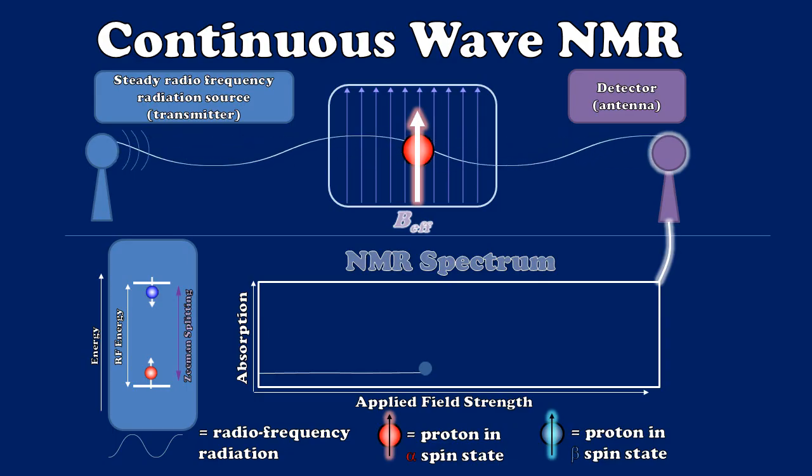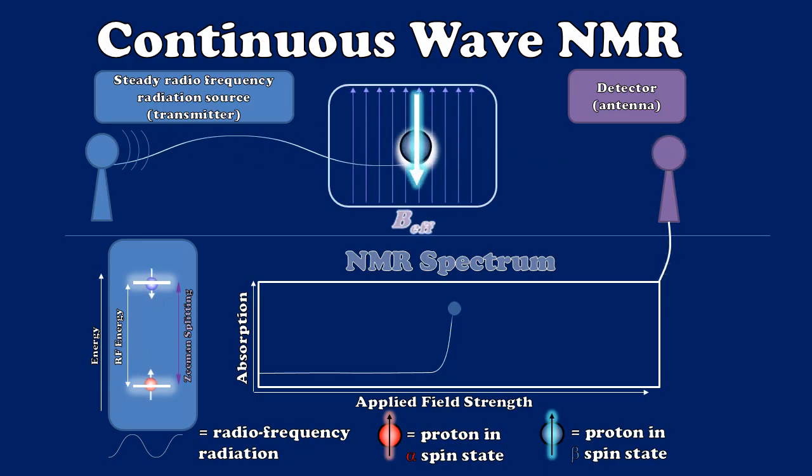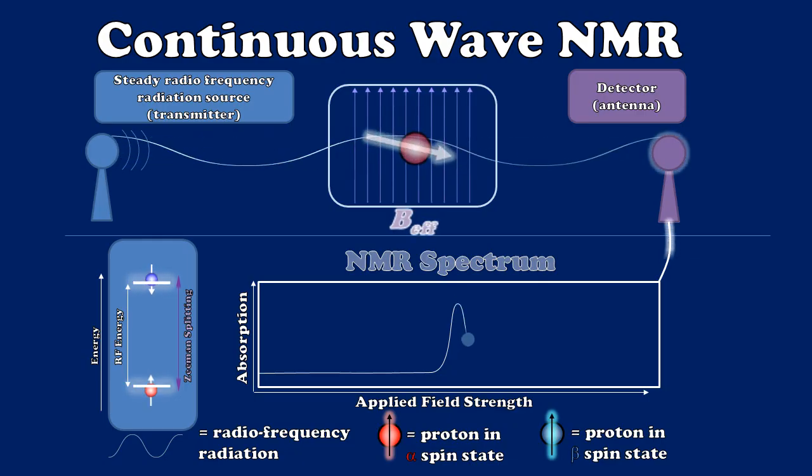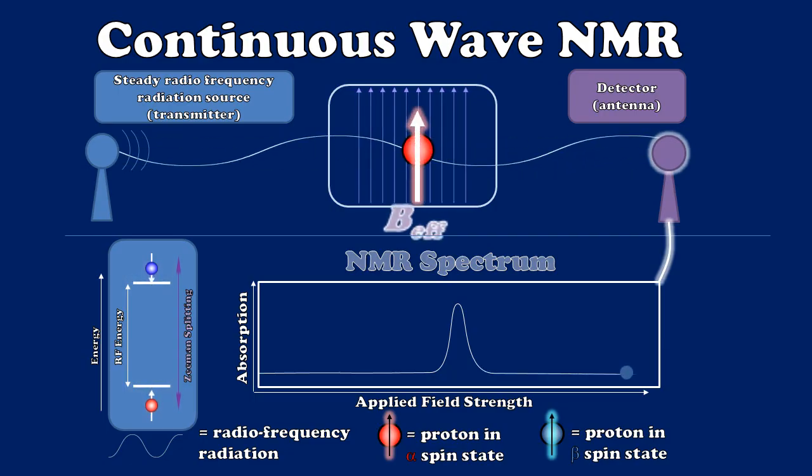But when the field is such that Zeeman splitting is exactly equal to the energy carried by the radio wave, a transition occurs, and the radio wave is absorbed as those nuclei flip from the lower energy alpha spin state to the higher energy beta spin state. And this registers as an absorption. As I continue to increase the strength of the field, I go beyond the Zeeman splitting. I go beyond the energy of the radio wave, and we go back to the case where there is no absorption. This is the source of a peak in an NMR spectrum, at least in the original version of NMR.